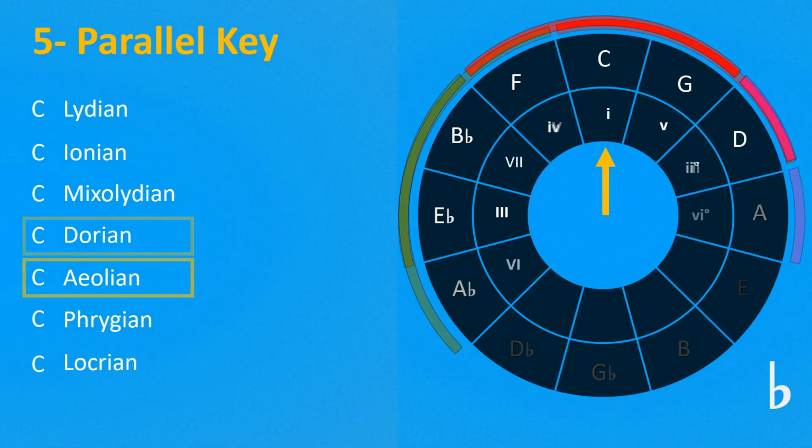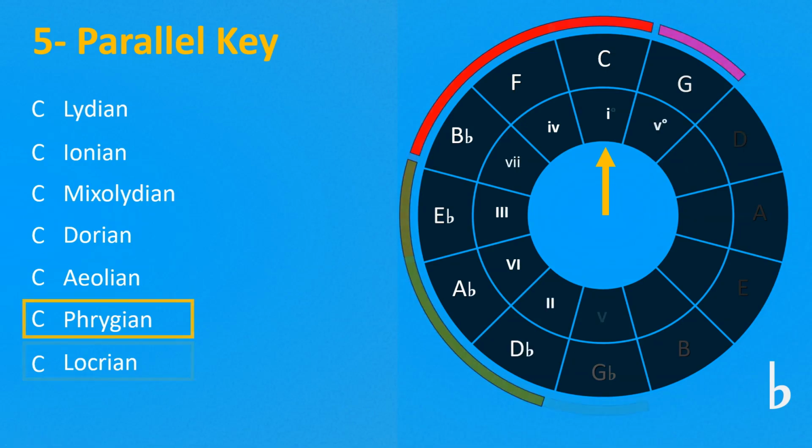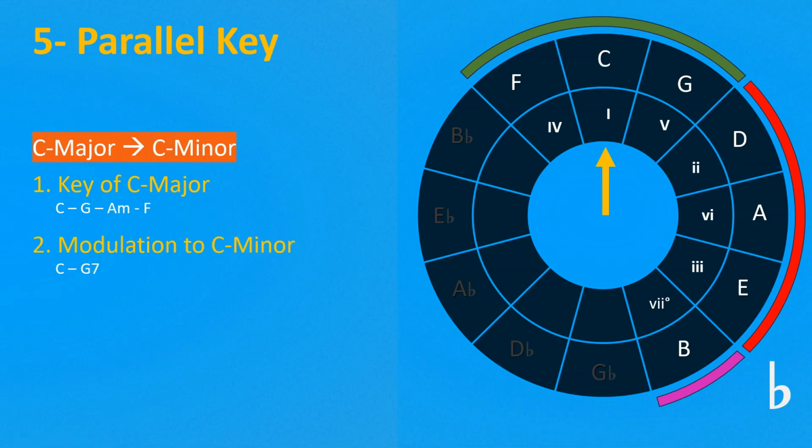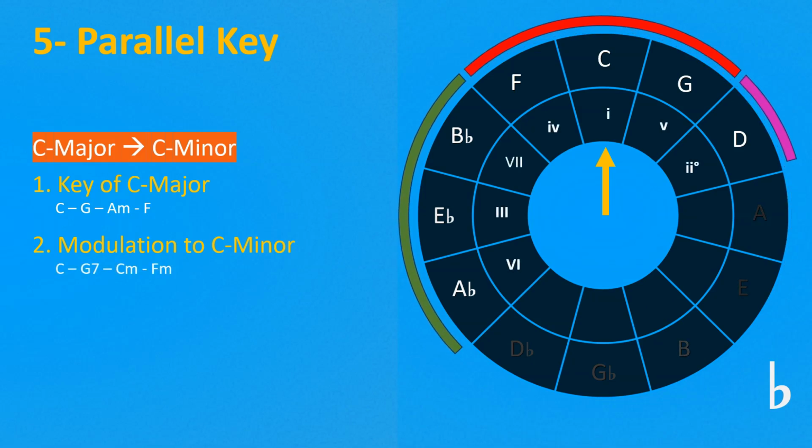Let's see an example. We want to modulate from C major to C minor. The progression starts in C major with a common 1, 4, 6, 5 pattern. This establishes a bright and uplifting sound. The transition to C minor is initiated by introducing the G7 chord, which serves as a dominant chord leading to the C minor. This shift creates a dramatic change in mood.